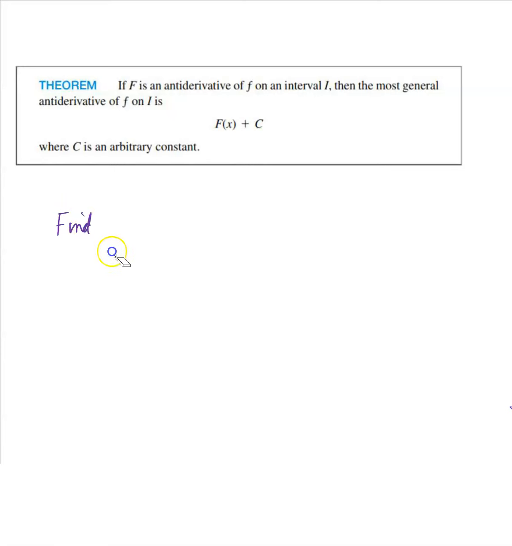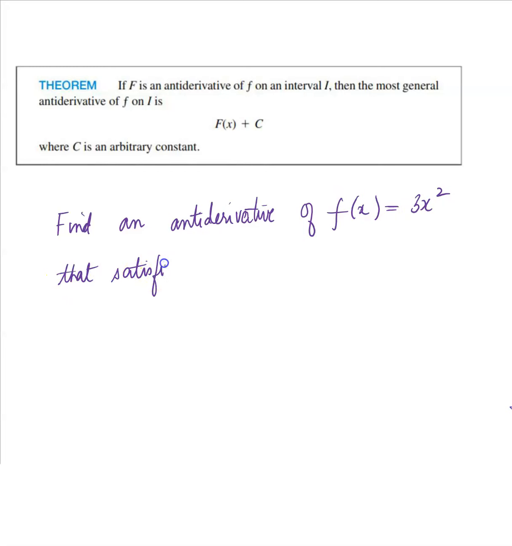So here's another problem. Find an antiderivative. Notice the language, an antiderivative of f of x equals 3x squared that satisfies F of 1 equals negative 1.